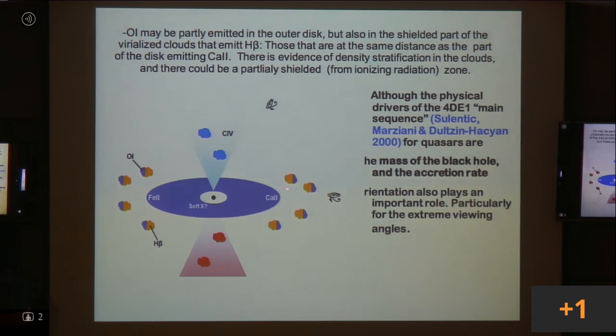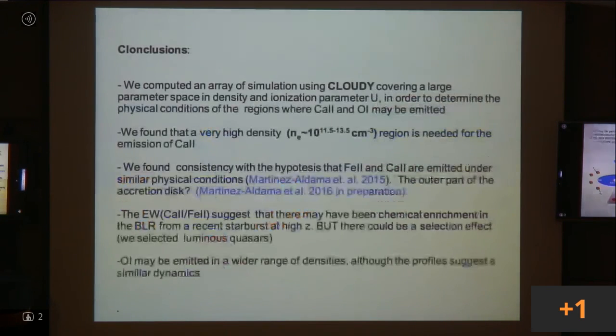And from this extreme viewing angle, we see what we call population 2. The largest widths of H beta, as large as many thousand kilometers per second, etc. So, I think that's all. Our conclusions.